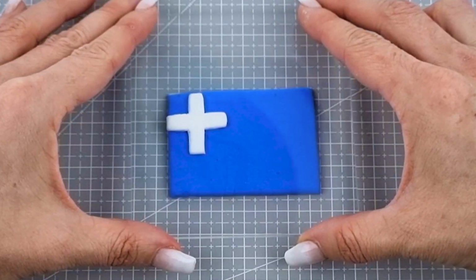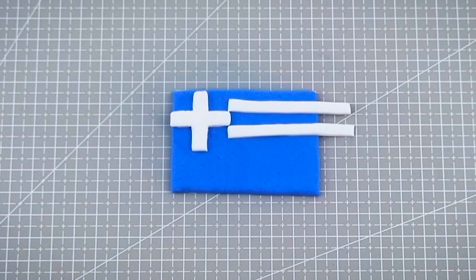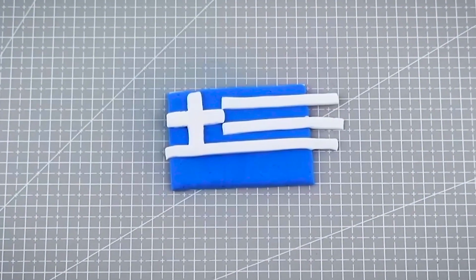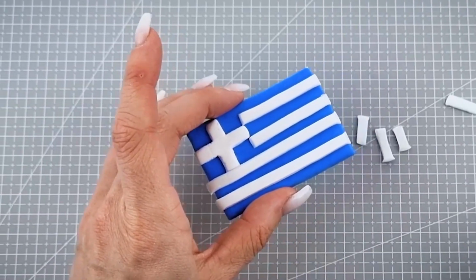The cross is a symbol of Orthodox Christianity. In Greece, there is no law mandating a specific shade of blue for the national flag, so it can range from light sky blue to dark blue.